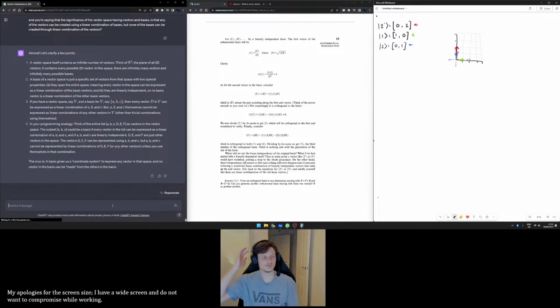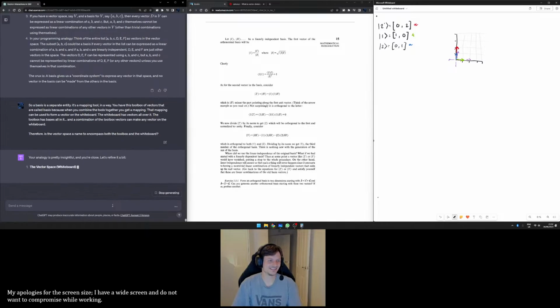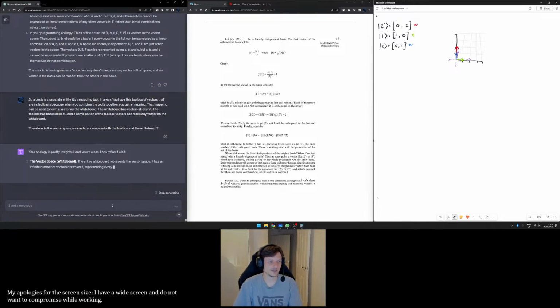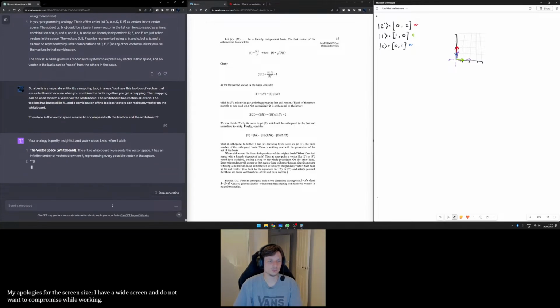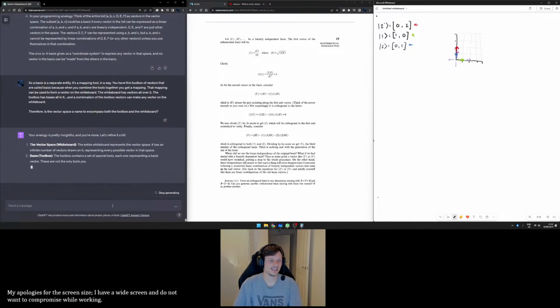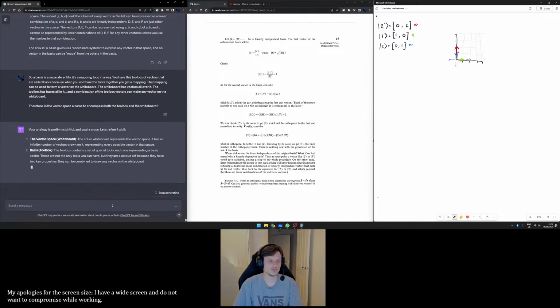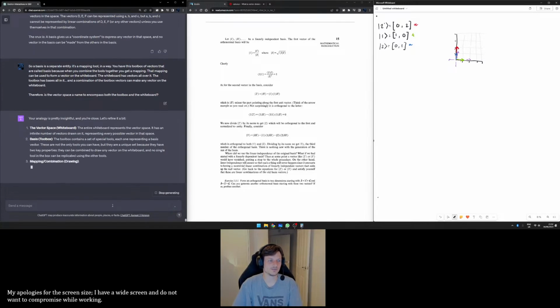Let's see that. It will say almost. You've almost got it. Your analogy is pretty insightful and you're close. Let's refine it a bit. The vector space, whiteboard. The entire whiteboard represents the vector space. It has an infinite number of vectors drawn in it, representing every possible vector in that space.